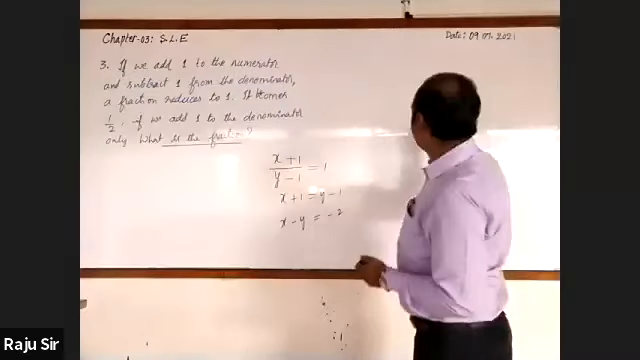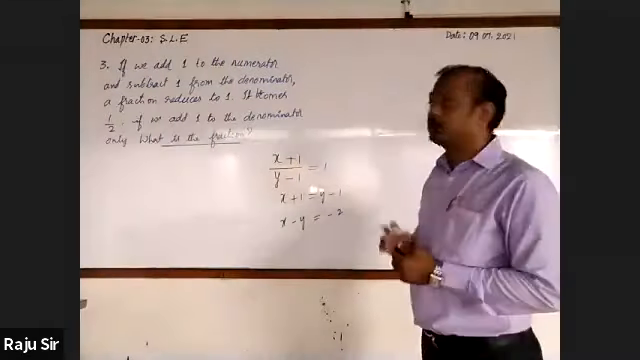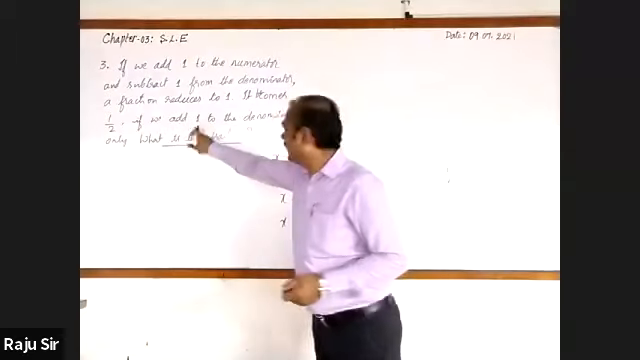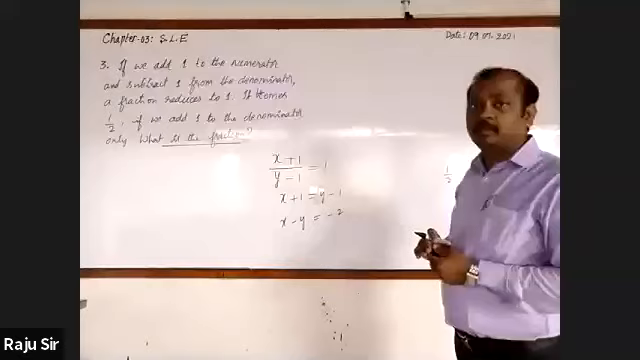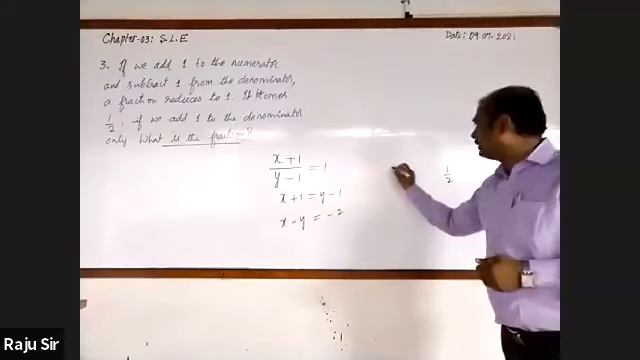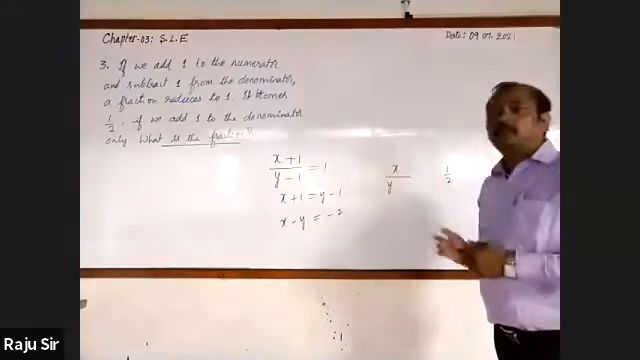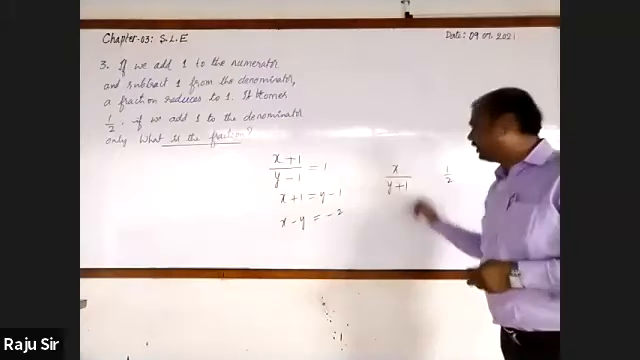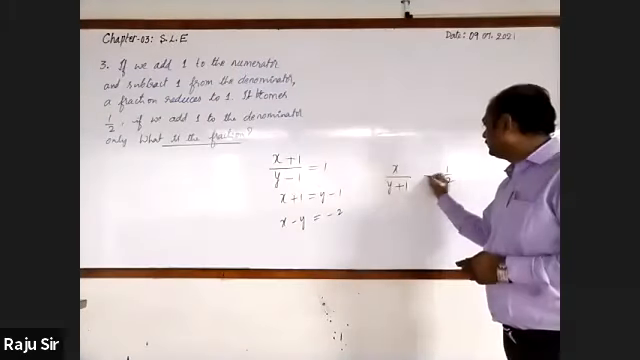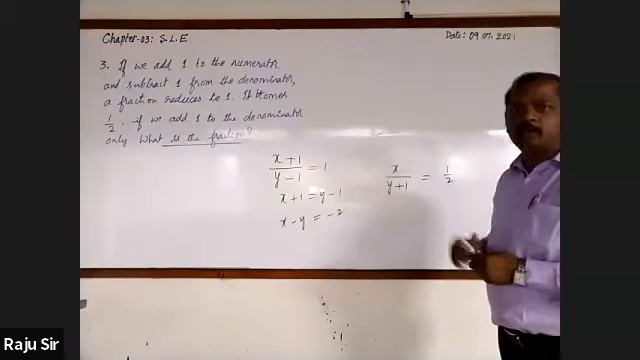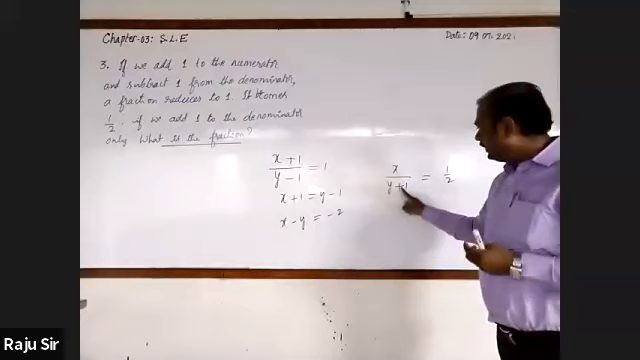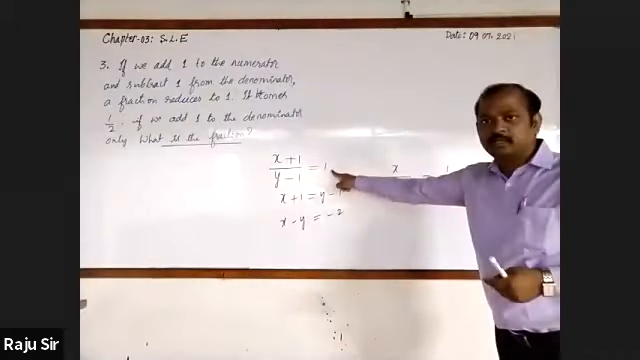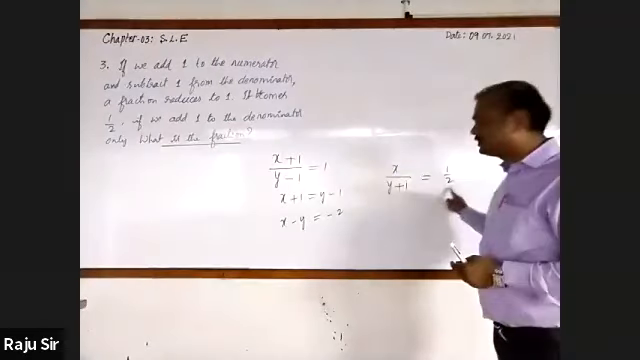That means the fraction becomes 1 by 2. Under what condition? If you add 1 to the denominator only. See that 1 to the denominator. The fraction is x by y. Let us add 1 to the denominator. Then the fraction will be 1 by 2. Obviously, you just observe here: if the denominator increases, then the value of the fraction decreases. So that is why this is 1 by 2.